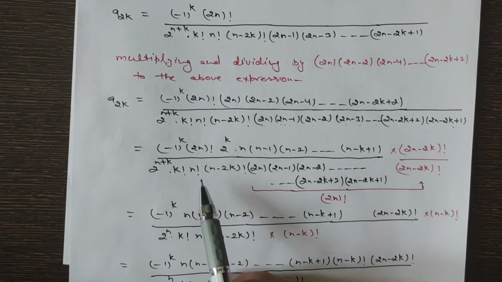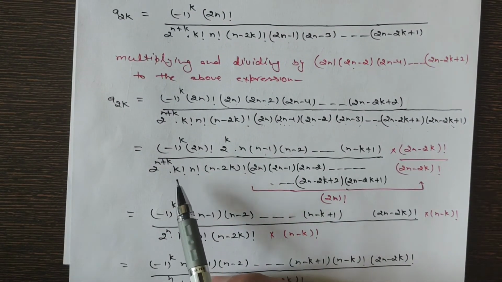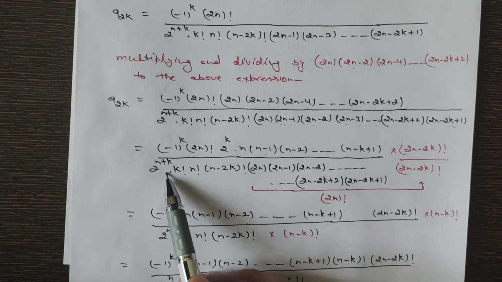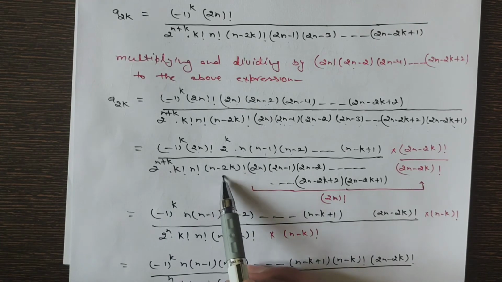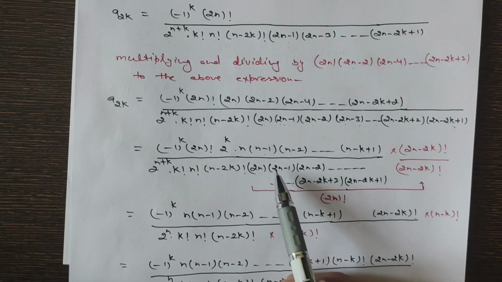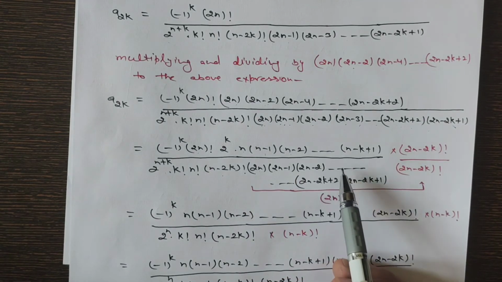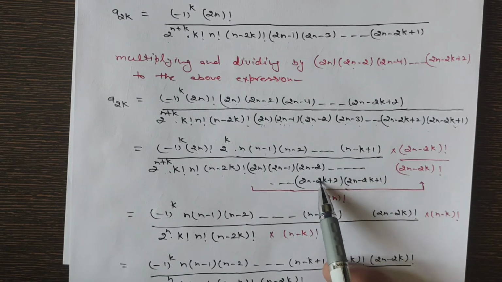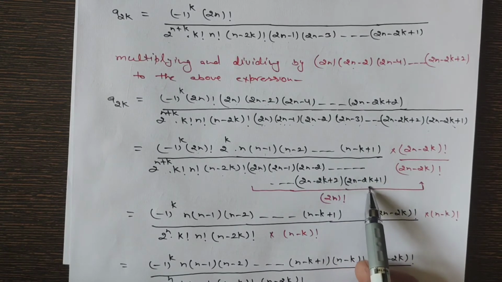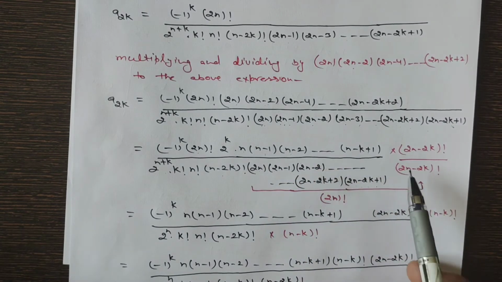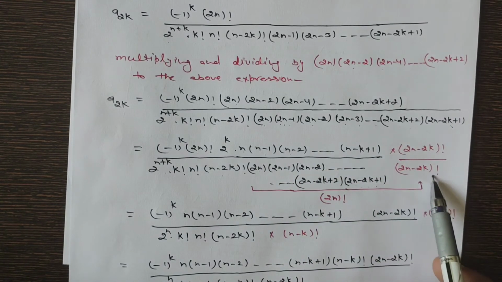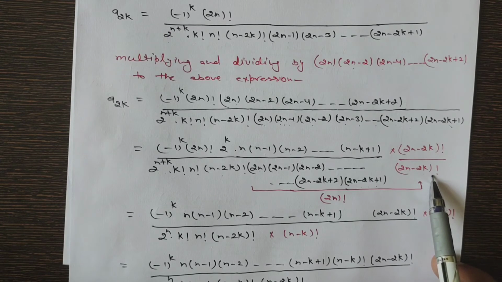And look at this denominator: 2 raised to power n plus k as it is, k factorial as it is, n factorial, n minus 2k factorial, and this complete term 2n, 2n minus 1, 2n minus 2, 2n minus 3, 2n minus 4 up to 2n minus 2k plus 2, 2n minus 2k plus 1. This can be made 2n factorial if I multiply this term by 2n minus 2k factorial. So that is the next step.